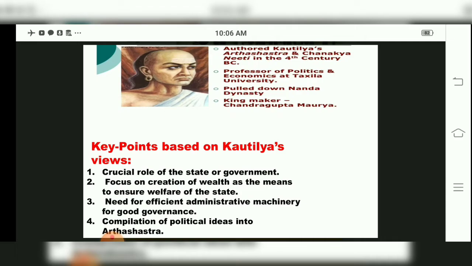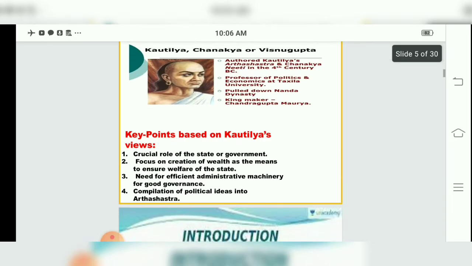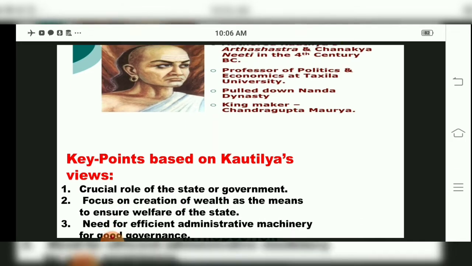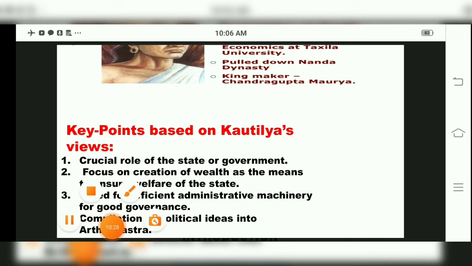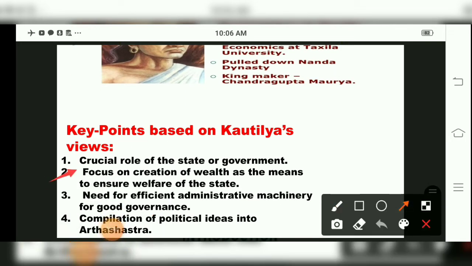Now what are the key points based on Kautilya's views, we will see. See, the key point in Kautilya's views is the crucial role of the state or government. Economics will have a role regarding the state or government.